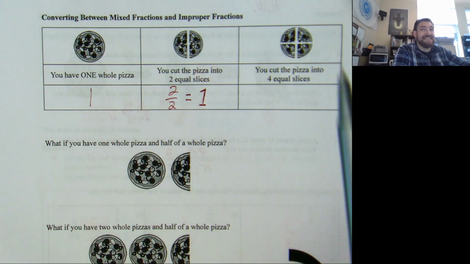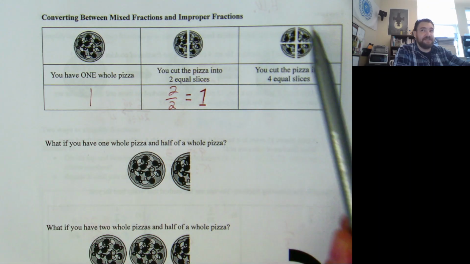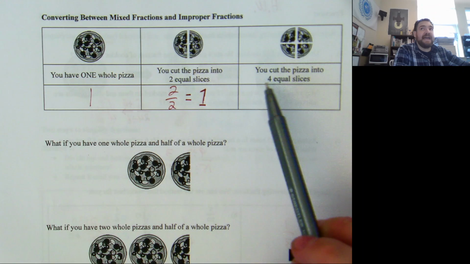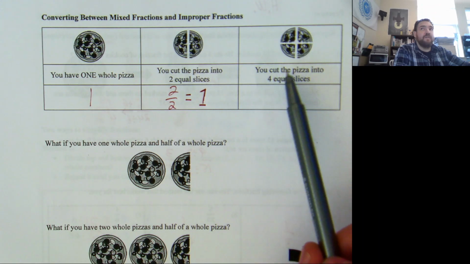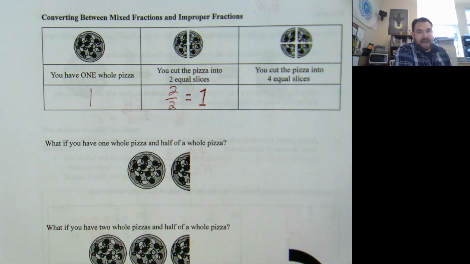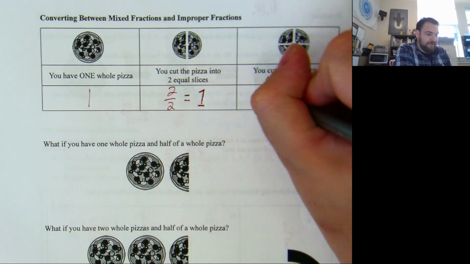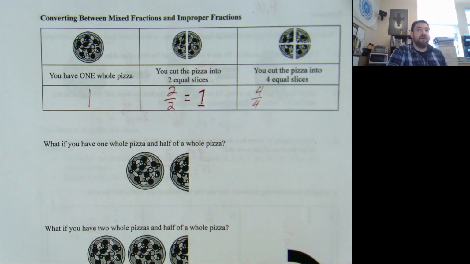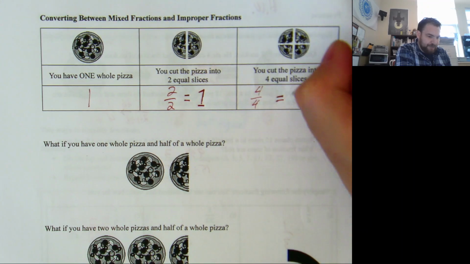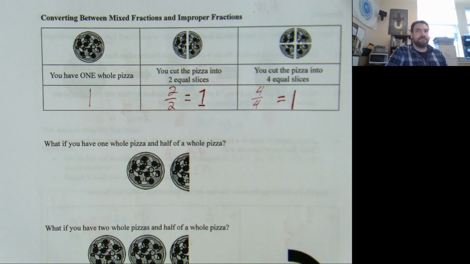It's fine. The same can be said for something like this. If I have the same pizza cut into 4, I could represent this as I have 4 slices of the 4 that are available. They're all still there. This is still equal to 1 whole pizza.